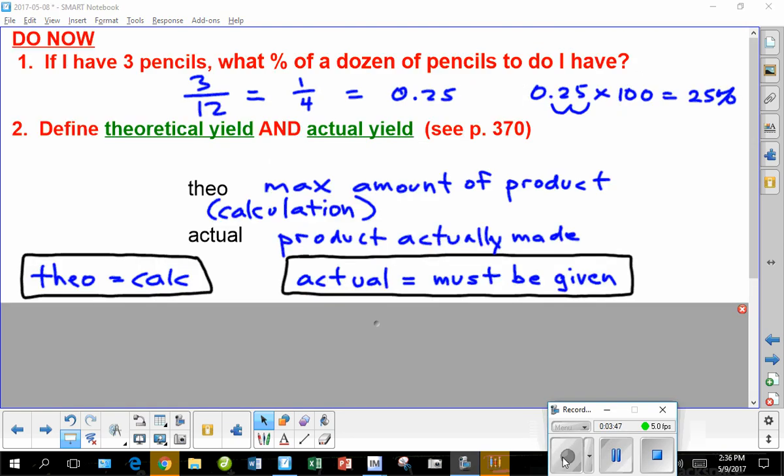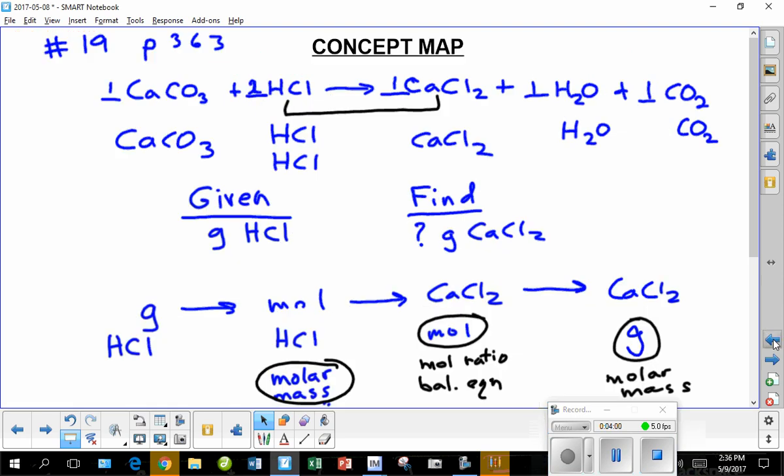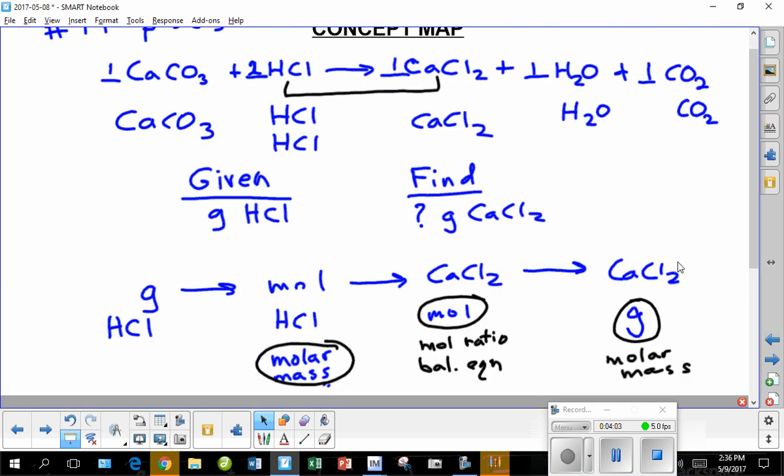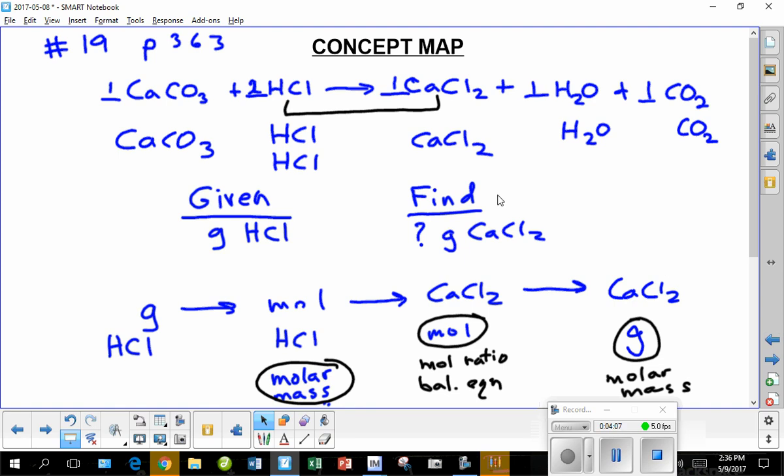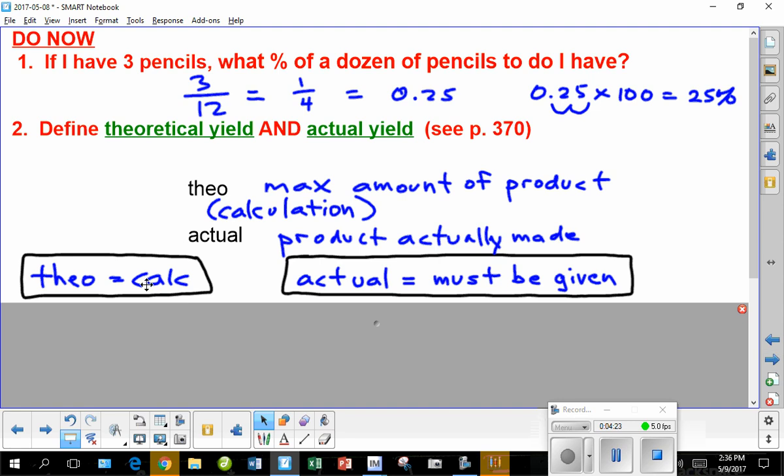Part of the do now today was to figure out what theo and actual mean. Theo is the calculation that we've been doing that is mimicked by this guy, okay? This is the concept map that was required for question number 19 in last night's homework. And to do this, you are going to wind up calculating what we call theo. That's the most that you can produce. So theo is your calculation. The actual has to be given. It's the product that is actually made during an experiment where you're mixing two chemicals together. Okay?